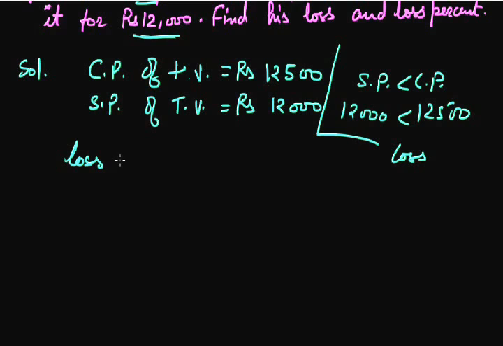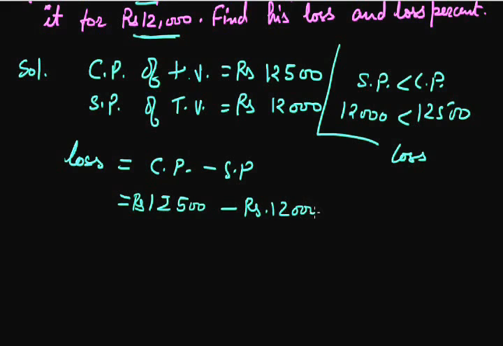Loss is equal to cost price minus selling price. Now, the cost price is rupees 12,500 and the selling price is rupees 12,000. So there is a loss of rupees 500.